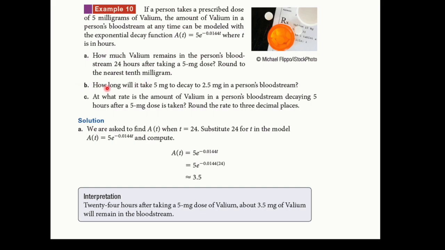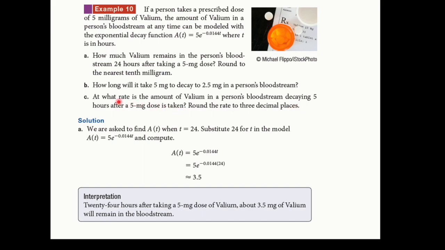For part B, it says, how long will it take 5 milligrams to decay to 2.5 milligrams in a person's bloodstream? So in this case, we're looking for the time. So we're trying to find t. If we start with 5 and we end up with 2.5, we're going to plug in 2.5 for this A and then solve for t. And lastly, for part C, it says, at what rate is the amount of Valium in a person's bloodstream decaying 5 hours after a 5 milligram dose is taken? Round the rate to 3 decimal places.